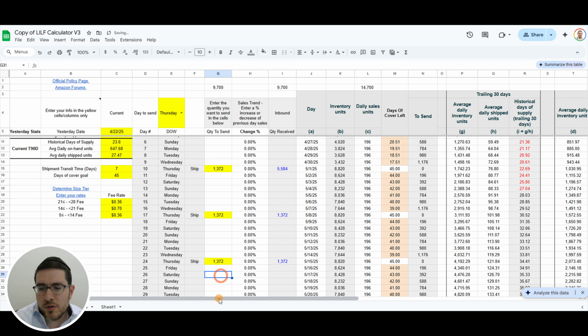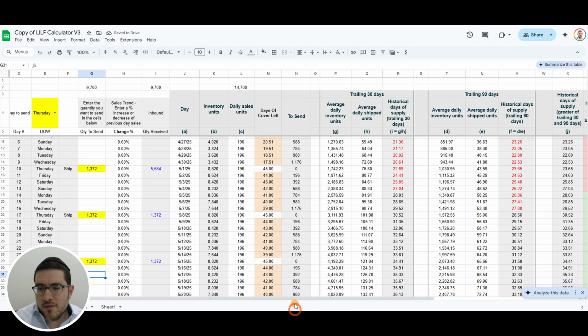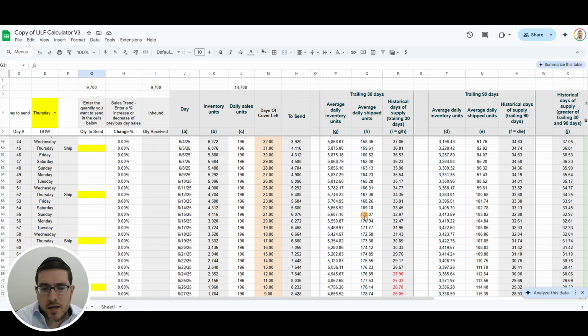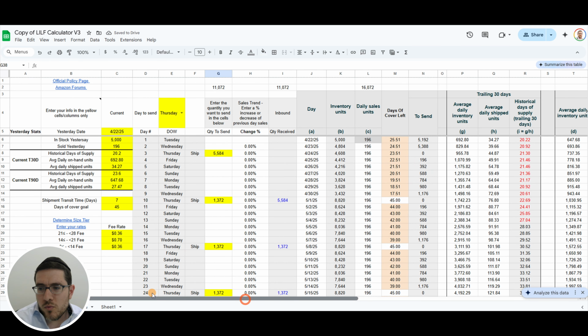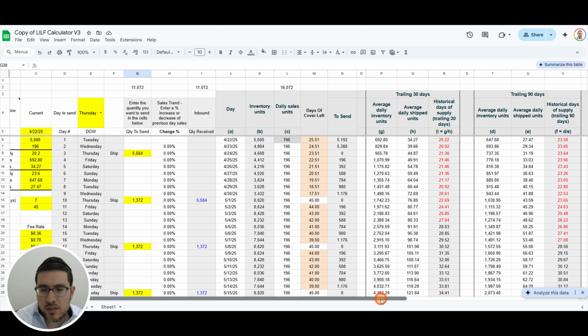and 1372. If we keep doing this, you will see every week it will dip to 39 and go back to 45. Dip to 39, go back to 45, and we will stay away. As long as we keep doing this, we will never pay the fee. Now, obviously, this is all assuming we are selling exactly 196 units every day, which is obviously not realistic.